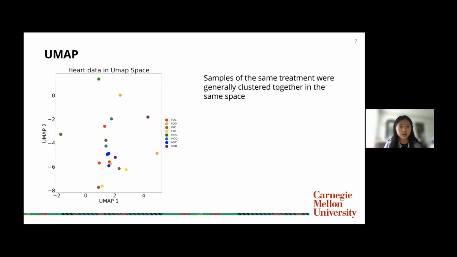To start off, we used UMAP to look at how our different samples were related in space. From our UMAP plot, we saw that samples of the same treatment were generally clustered together in the same space.